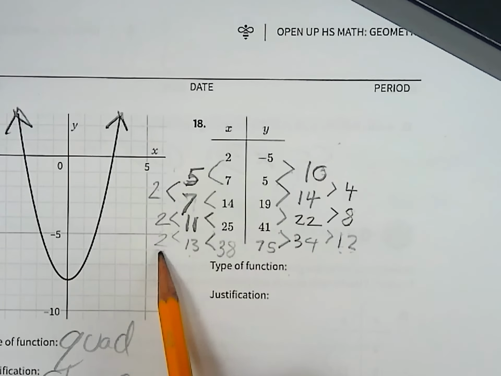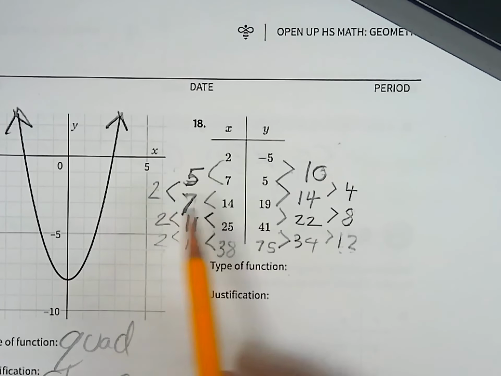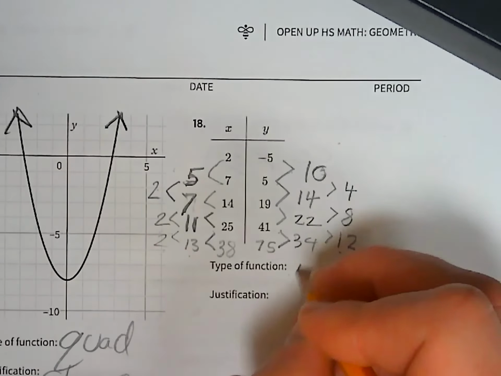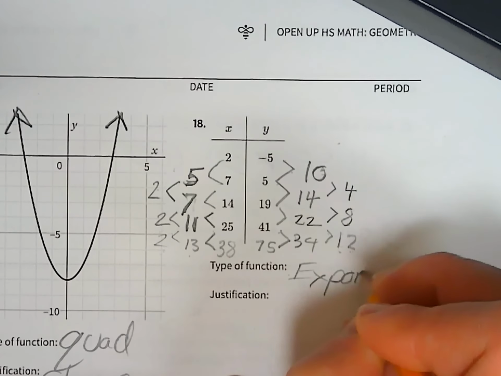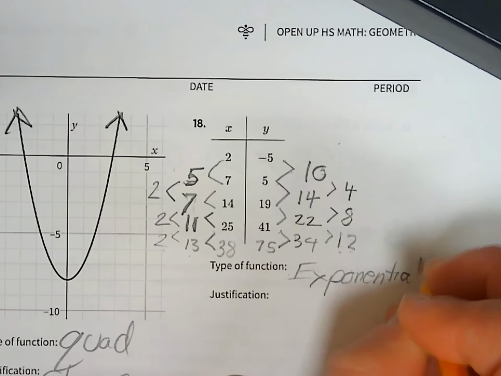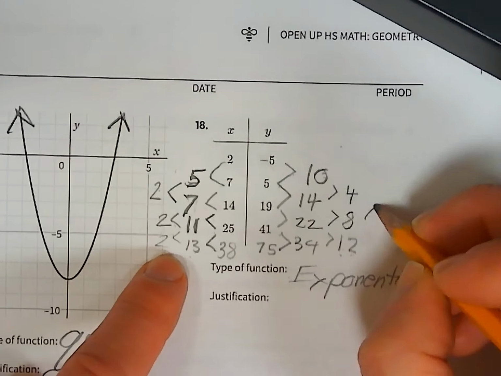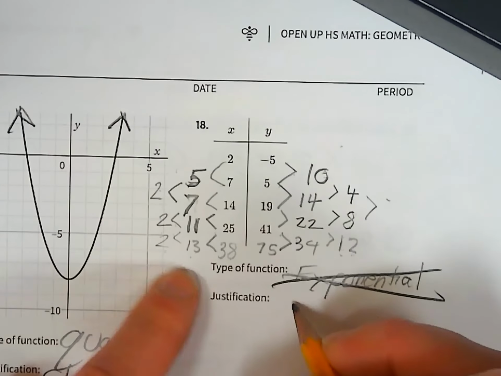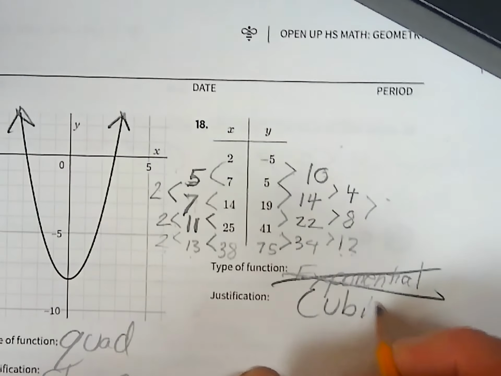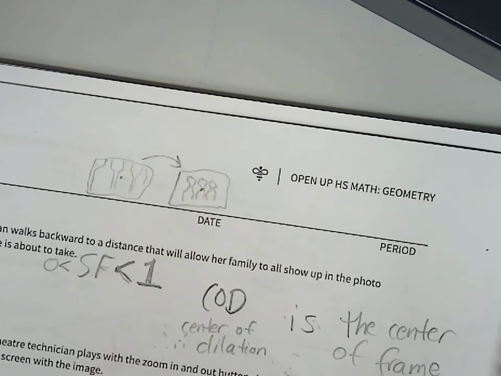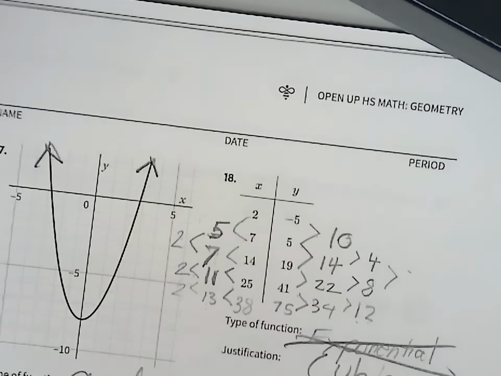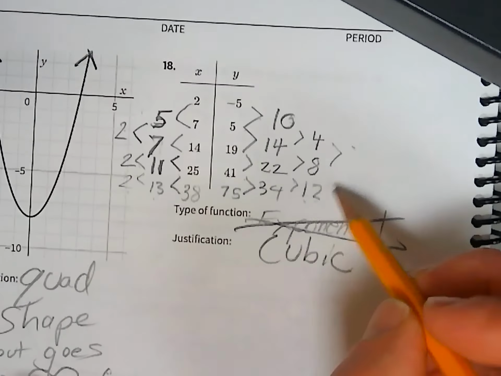12 divided by 2 is 6. 8 divided by 2 is 4. 4 divided by 2. Oh my god. Yeah, this is exponential. It's not settling down. This is settled down. Does this settle down? Oh, you know what? I think it's cubic. We don't even know what those are. Is that even an option? We'll just say it's none of the above. I will get back to you about this.